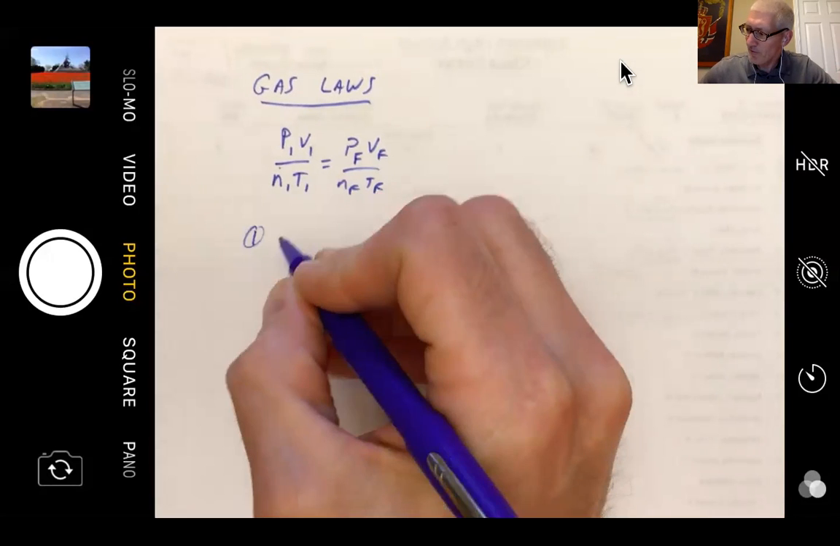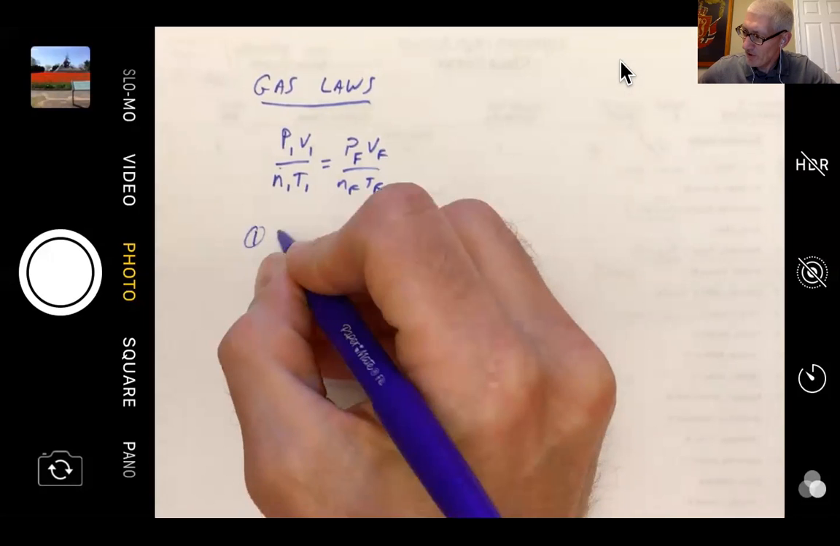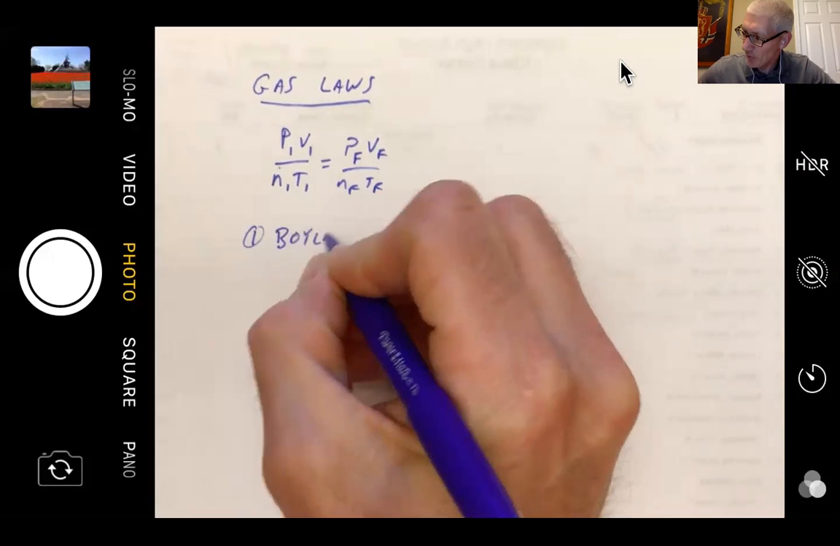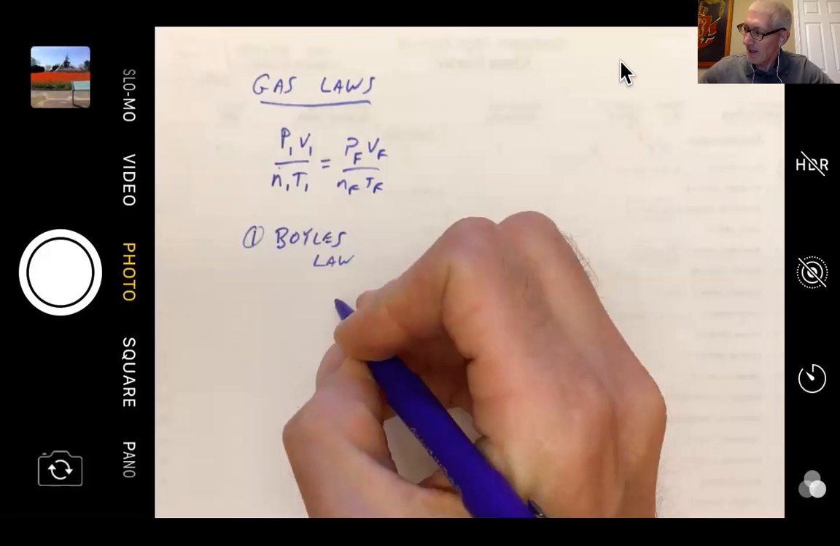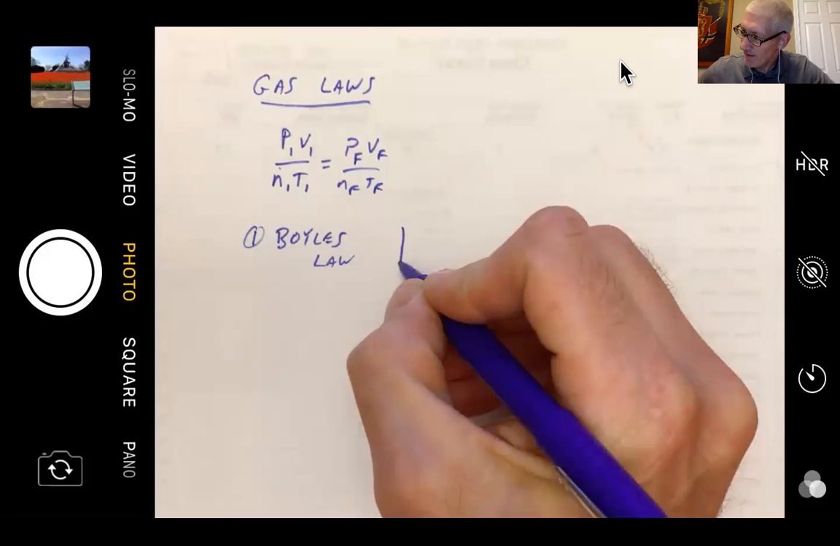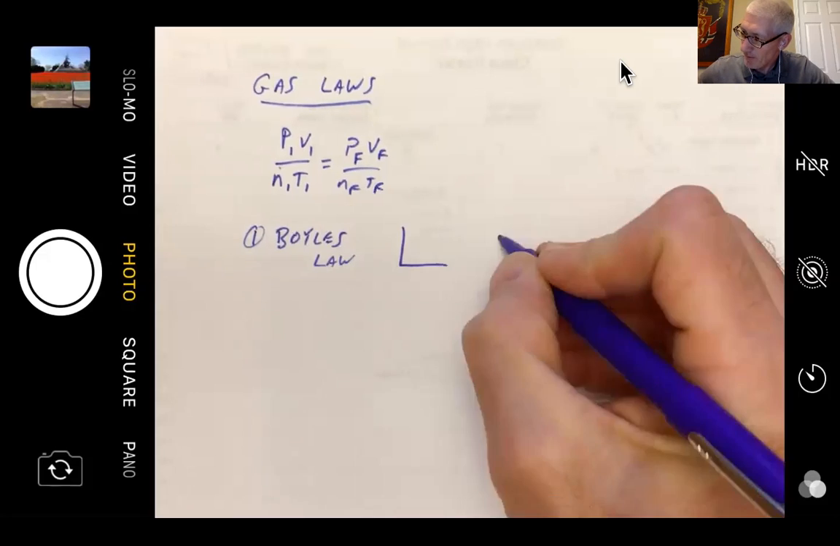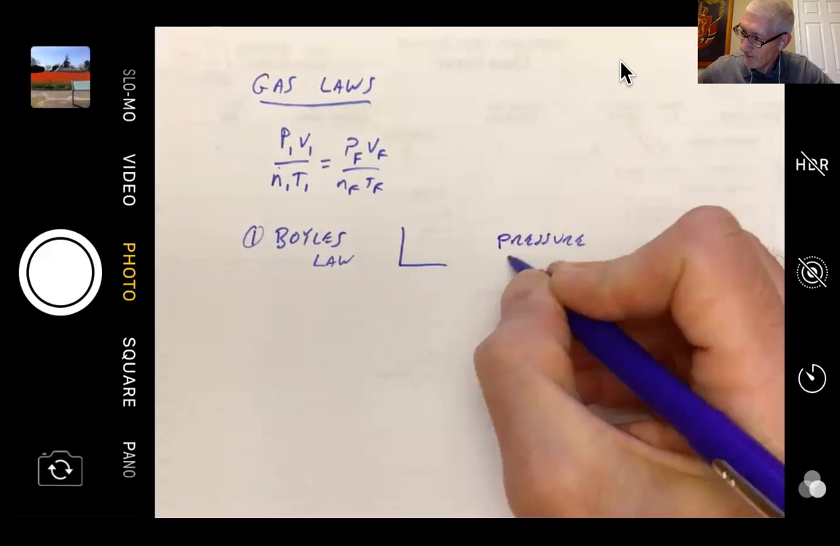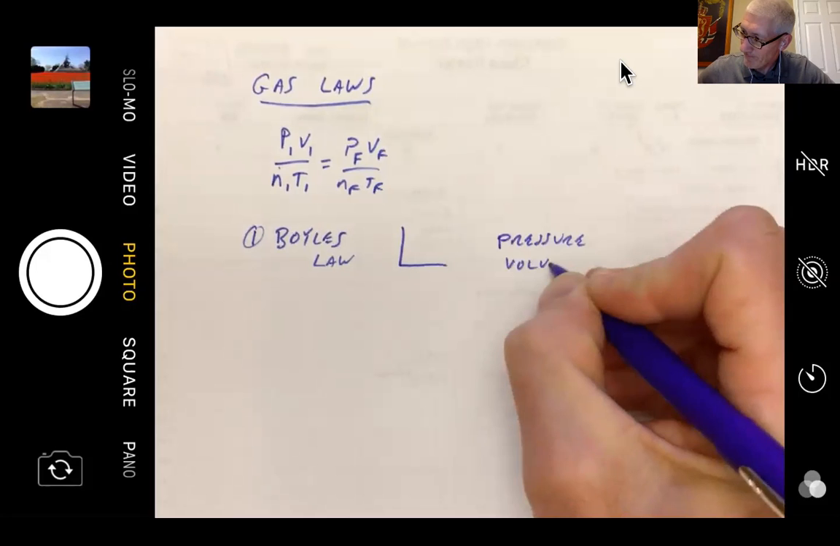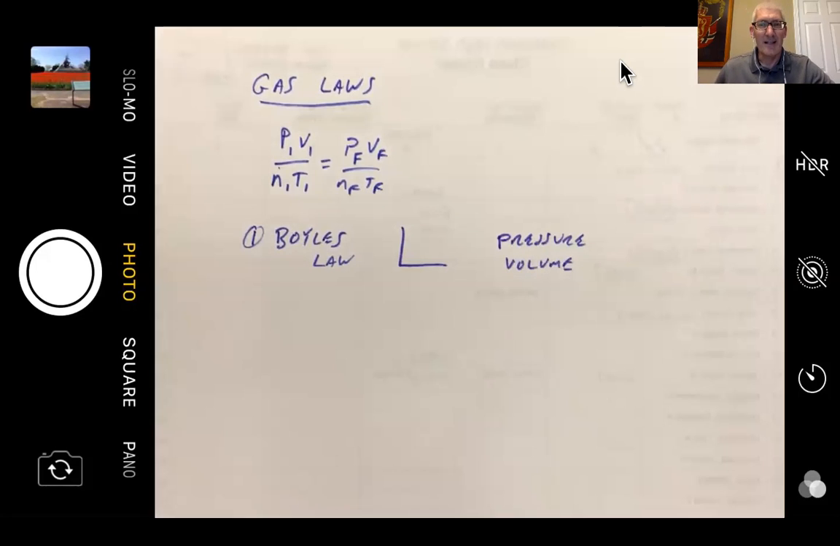So the first one that I want to make sure that you guys at least know by name is what we refer to as Boyle's law. And Boyle's law is the relationship between pressure and volume, right? And this is always the easiest one to start with.